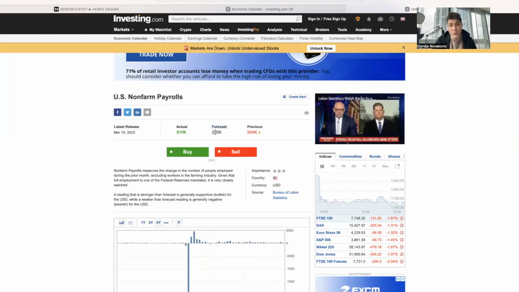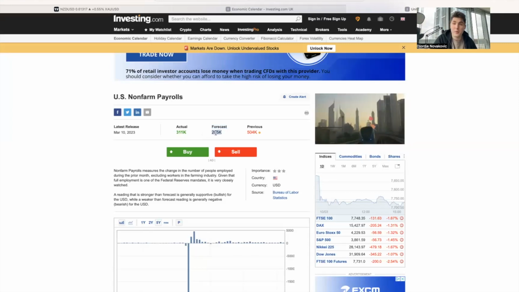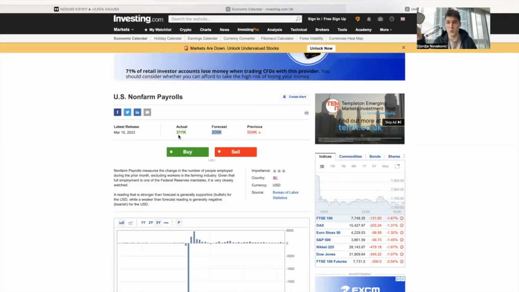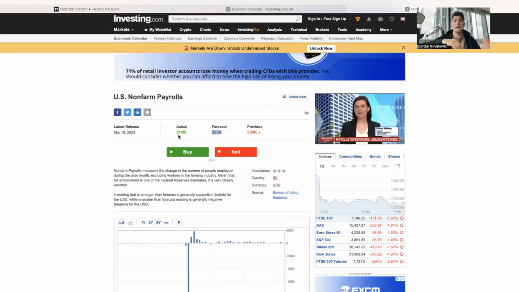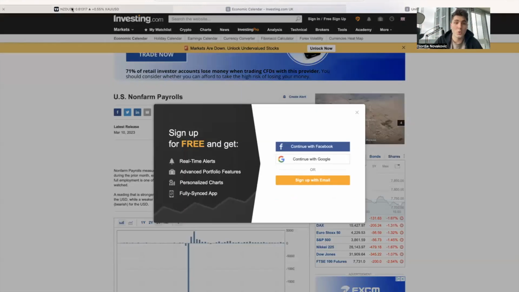So when the actual number is higher than the forecast, this is good news for USD. At the opposite, if the forecast is 205K but we have 100K, it's bad news for the economy, because the economy is not going as well as expected. So it's bad news for the USD. Here, it's good news for EUR/USD. You know how EUR/USD works: if USD is getting stronger, EUR/USD should go down.